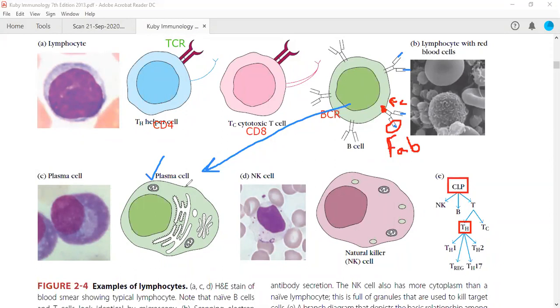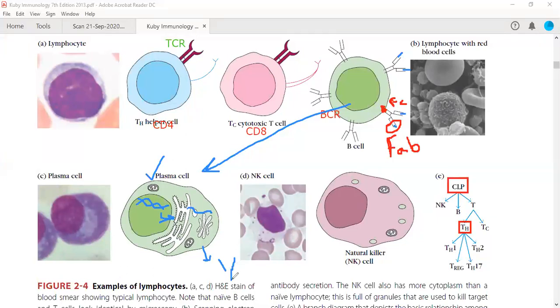And it will differentiate, it will enlarge in size because it will have rough endoplasmic reticulum and Golgi body present inside the cell cytoplasm. Now what will happen, it will have genes for some proteins called antibodies. These genes will be transcribed and translated by the rough endoplasmic reticulum. Once rough endoplasmic reticulum will encode a protein, it will be glycosylated over Golgi body, and finally it will make an antibody molecule which will be secreted out of this cell.